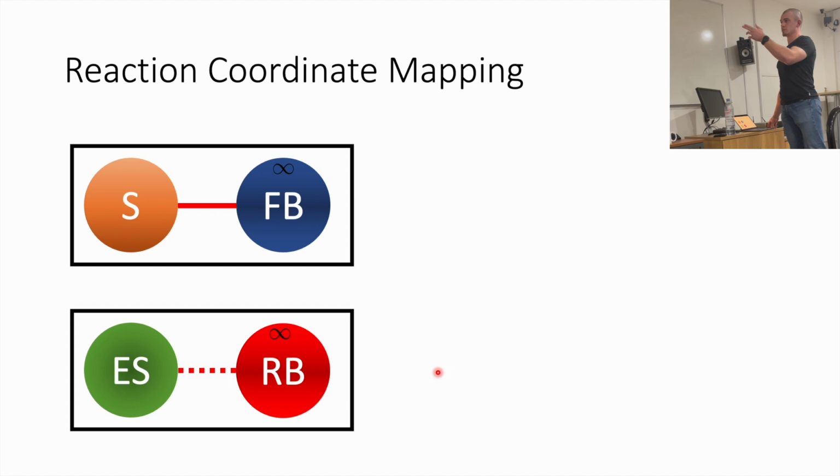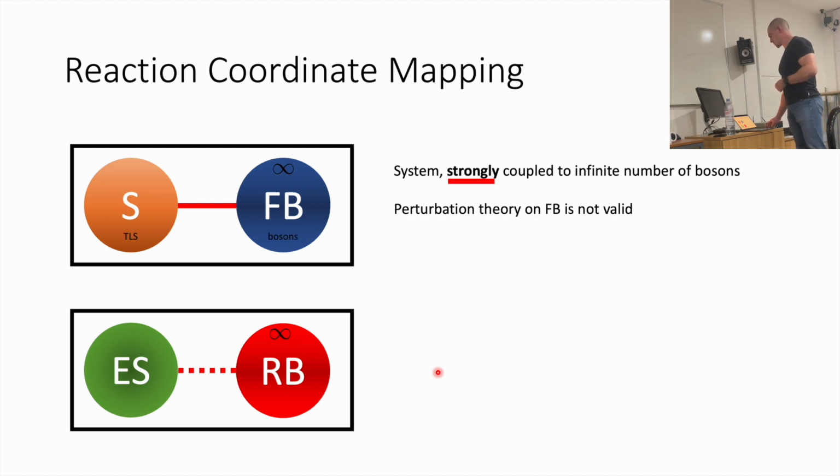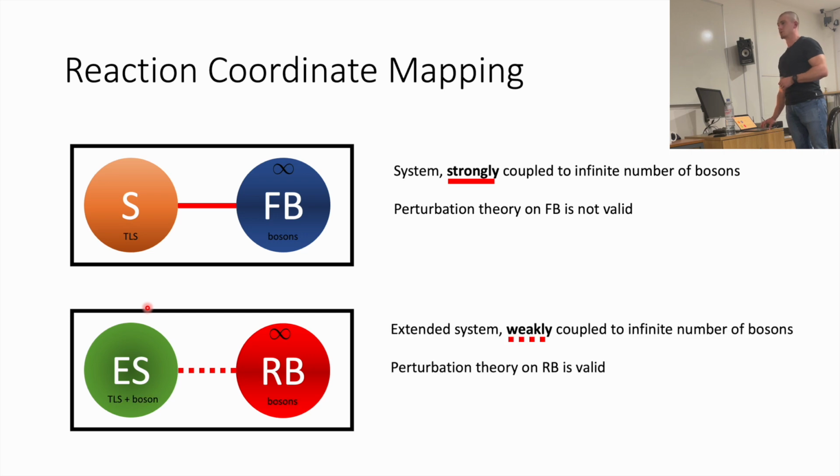So I've gone from a system strongly interacting with an infinite number of modes to an extended system weakly interacting with an infinite number of modes. So in this first case, because this interaction is strong, I can't perform any perturbation theory to derive a master equation for this thing here. But after the mapping, because this interaction is weak, I can perform perturbation theory in order to derive a master equation for this thing. So this is basically what we're going to do.